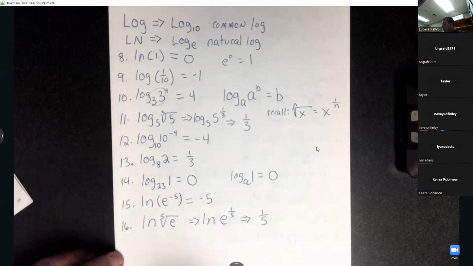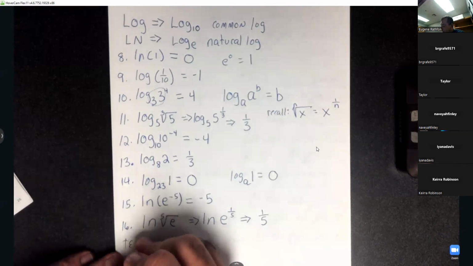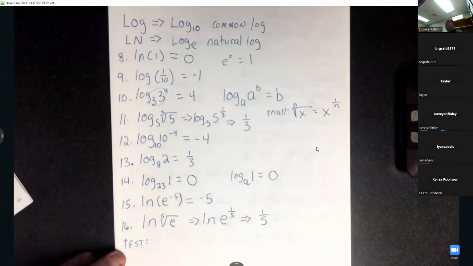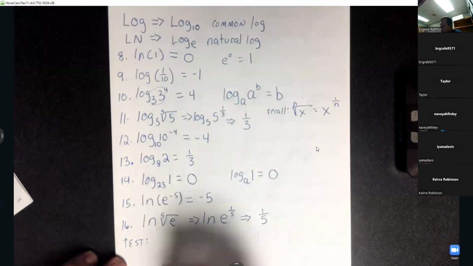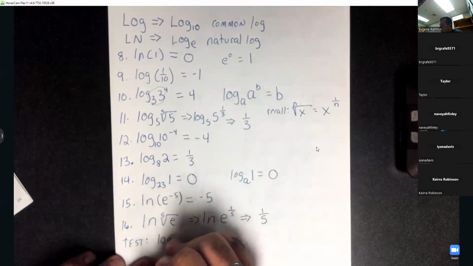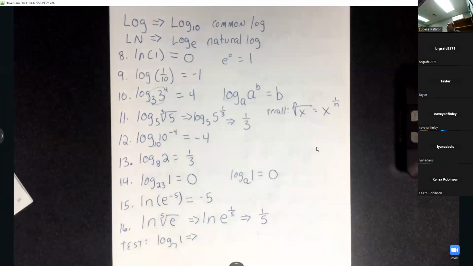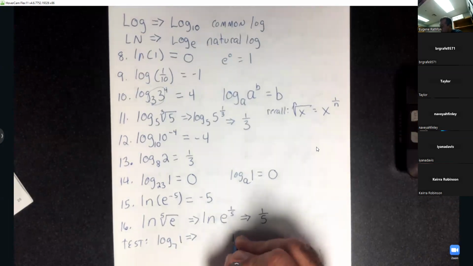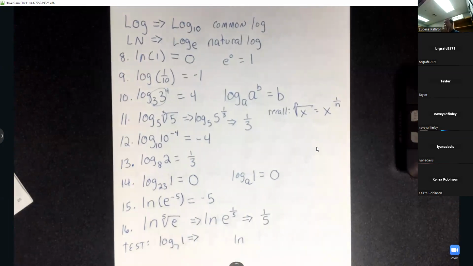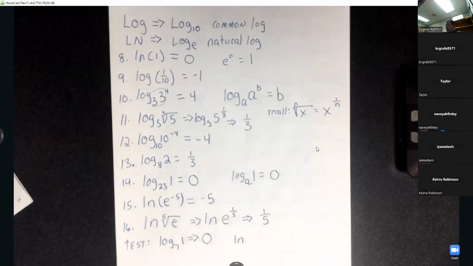All right, y'all. So let me just test y'all real quick. All right, this is for y'all. I'm going to do the log of 7 to the 1st. What exponent would you raise that 7 to get me a 1? Oh, good job. That would definitely be a 0. And that goes back to that property right there.